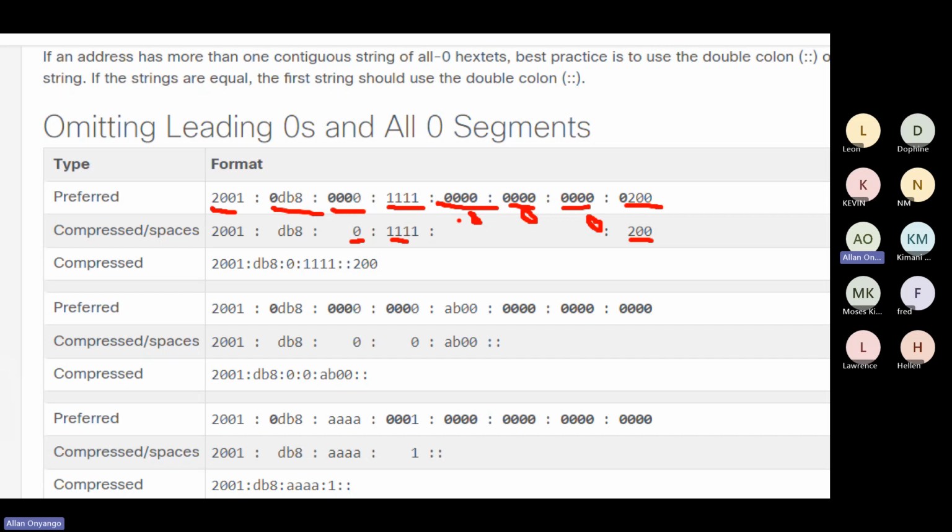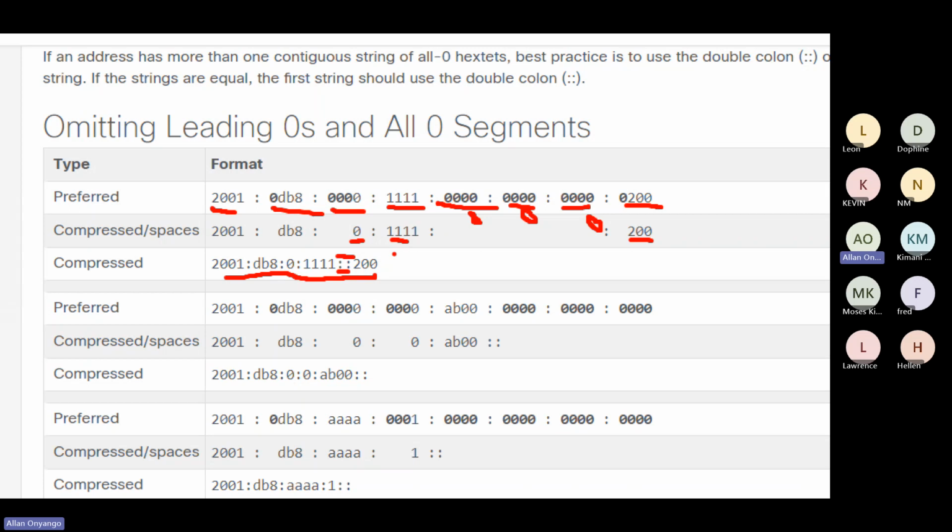To use the second strategy, because we are going to have three zeros following each other here using the first option, we just replace that space of the three zeros using a double colon. And that's what you see right here. You see the double colon here? Yes. So that is going to be shorter. It will now be 2001:DB8:0:1111::200.